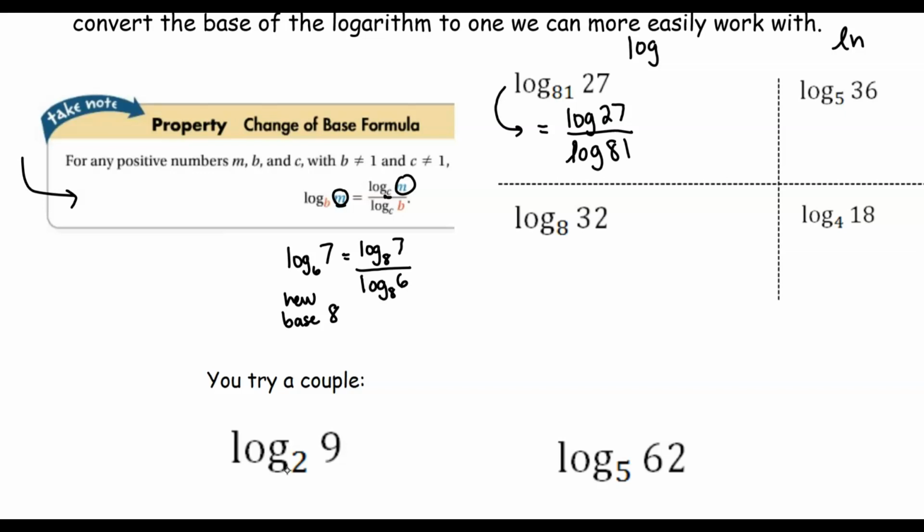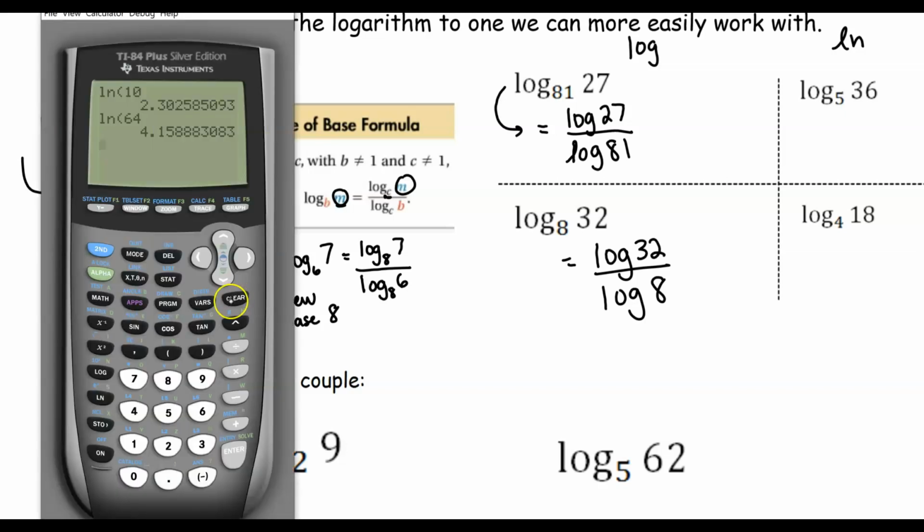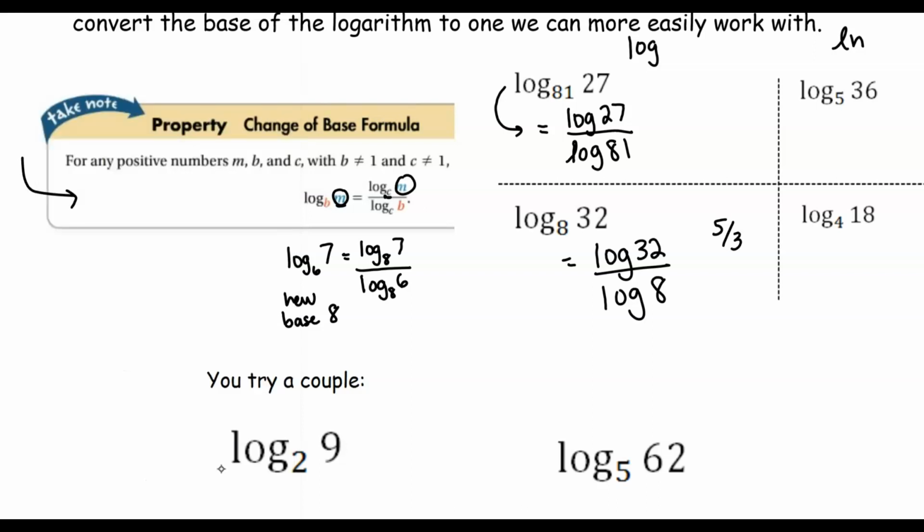So log base 8 of 32, if I wanted to rewrite that as a common log, I could write common log of 32 divided by common log of 8. Okay. And so if you wanted to get a value for that on your calculator, you have a common log button, pretty handy. So log of 32 divided by log of 8. Okay, and so that turns out to be 5/3.